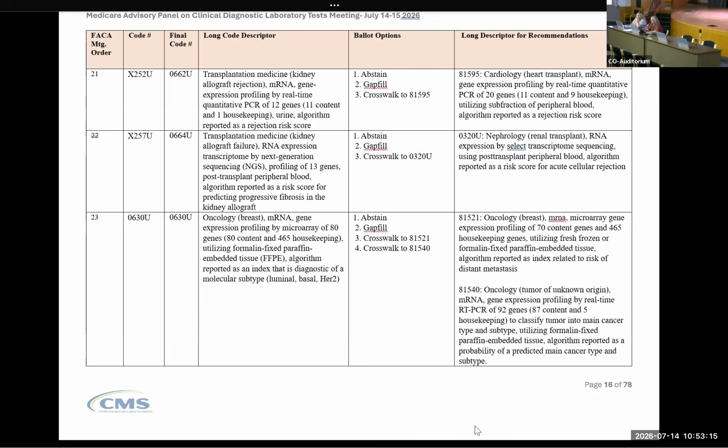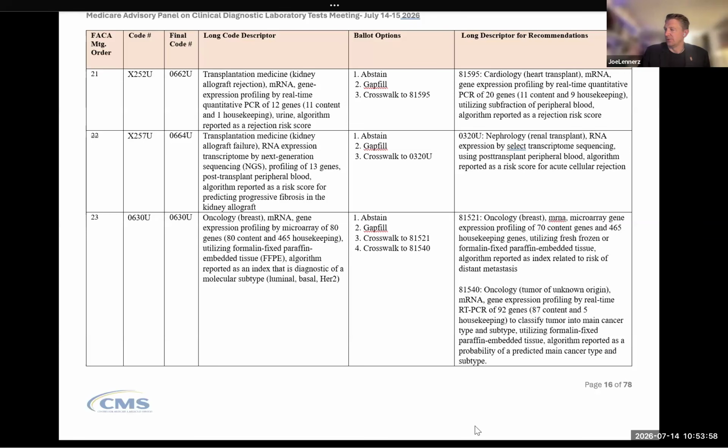Thank you. All right, next code up is 0630U, and we will be sticking with Joe on this one. Thanks again. Also, recommendation by myself and Dr. Rumpler as well as the subcommittee. After review of the existing codes, there were two that were considered based on the same laboratory, the same microarray platform, and a comparable gene content. We thought that the MAMA print is the most or the closest similar, and therefore the subcommittee recommends two options, but favors the crosswalk to 81521.